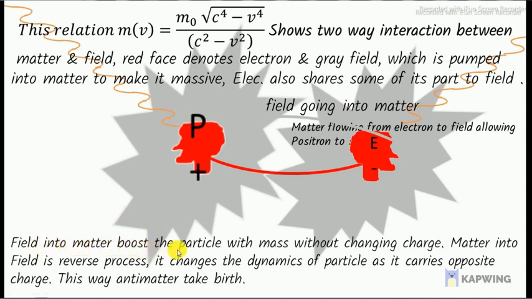Field into matter boosts the particle with mass without changing charge. Matter into field is the reverse process. It changes the dynamics of the particle as it carries opposite charge. This way antimatter takes birth.